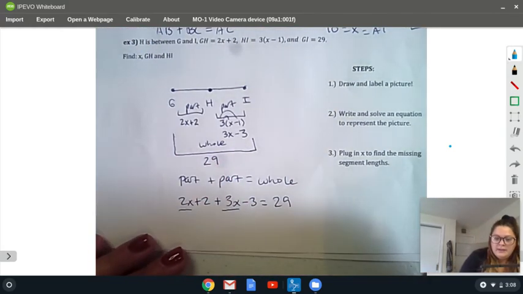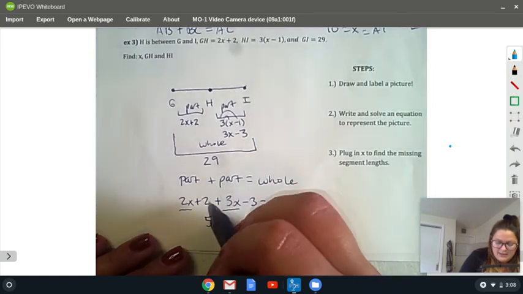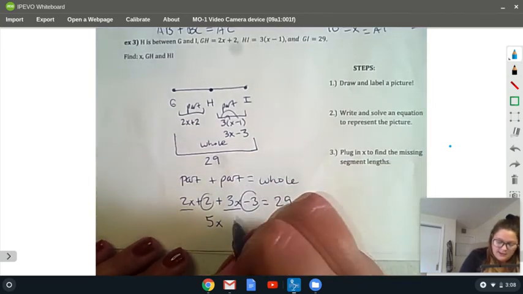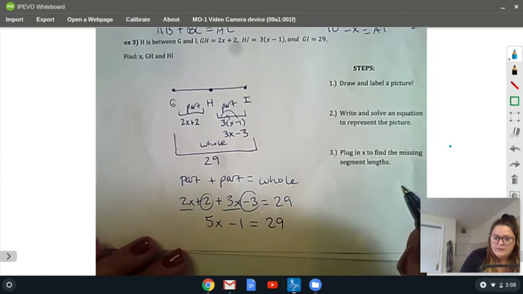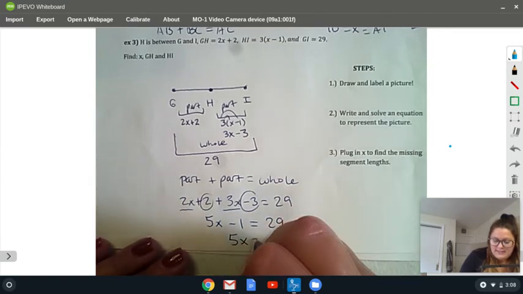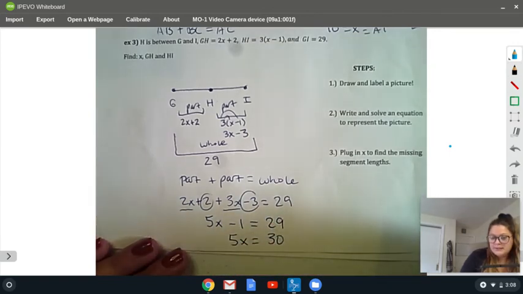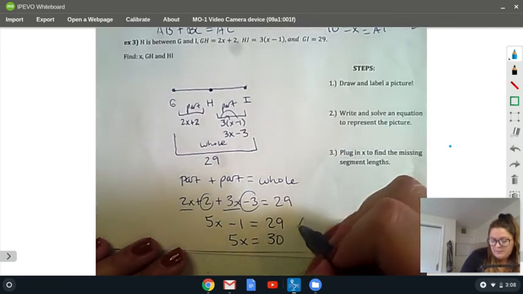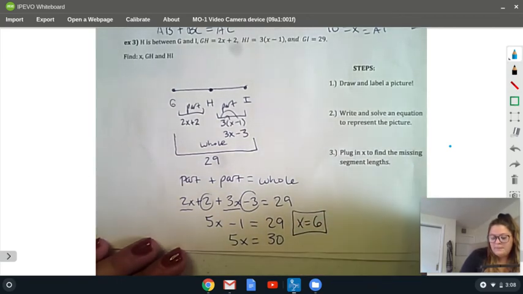3x and 2x can combine to be 5x, and then I can combine 2 minus 3. That gives me negative 1. And then I'm going to add 1 to both sides to get 5x equals 30. And then if I divide by 5 on both sides, I get x equals 6.